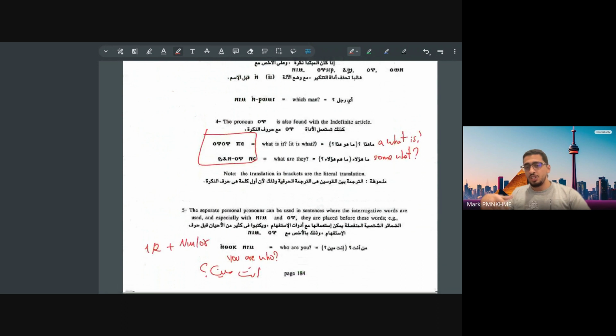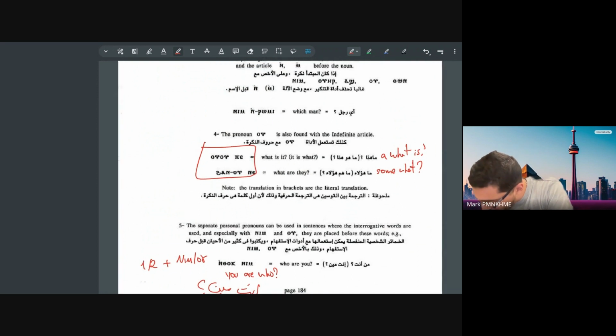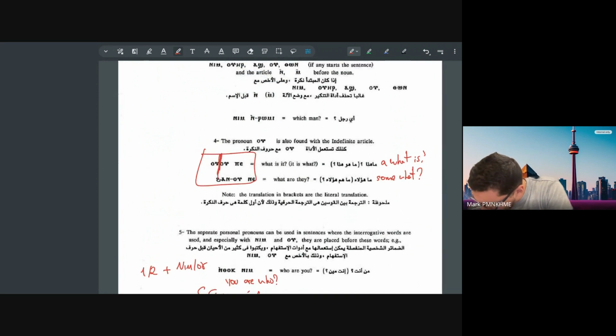Because u is actually replacing a word, it can actually take an indefinite article. So you can say u pe. So this first u. The first time I saw this, it confused me. So if you're confused, you're fine. So this is the indefinite, the first one, and this is the what. So u pe. So it's like a what this, or it is a what.